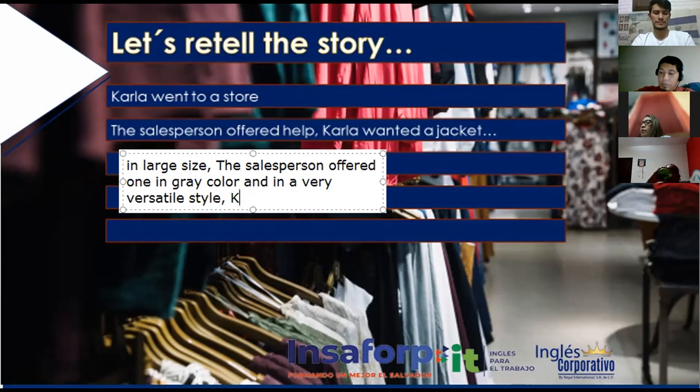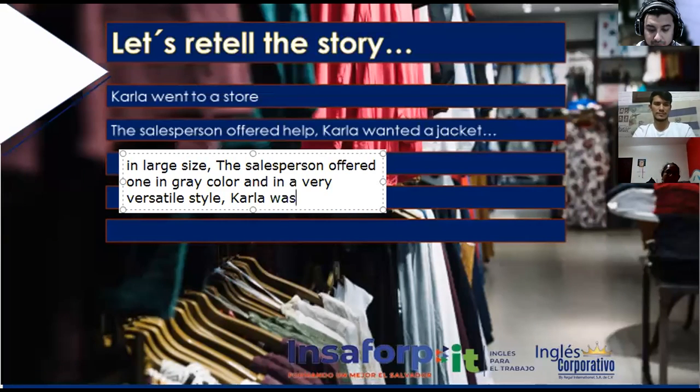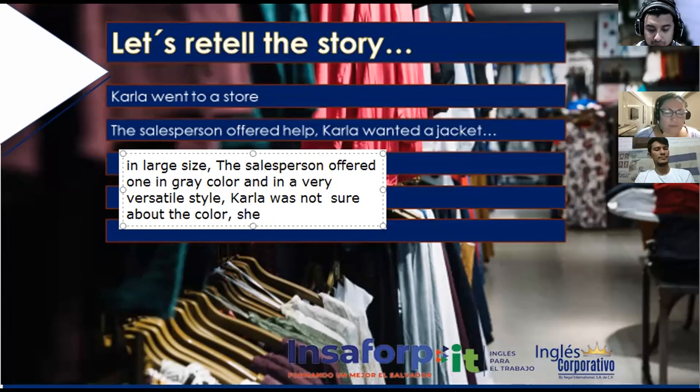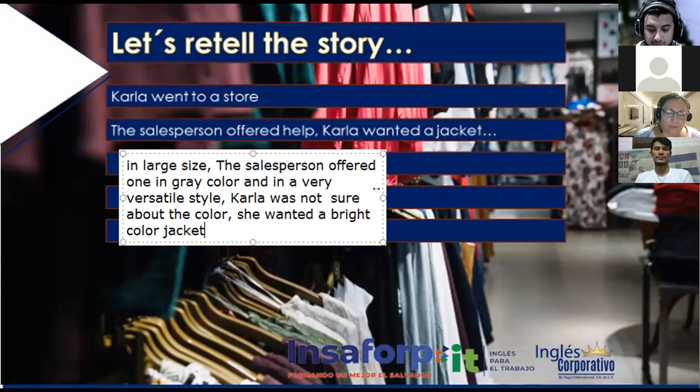Carla wasn't sure about the color. Okay, we could say wasn't, right? Was not, correct? Was not sure about the color. Why? She preferred a bright jacket. Okay, so she wanted, right? Porque dice, I'd like, okay? Y eso significa yo quiero, right? So, she wanted a bright color jacket. Okay, there we are. Next, what happened next?